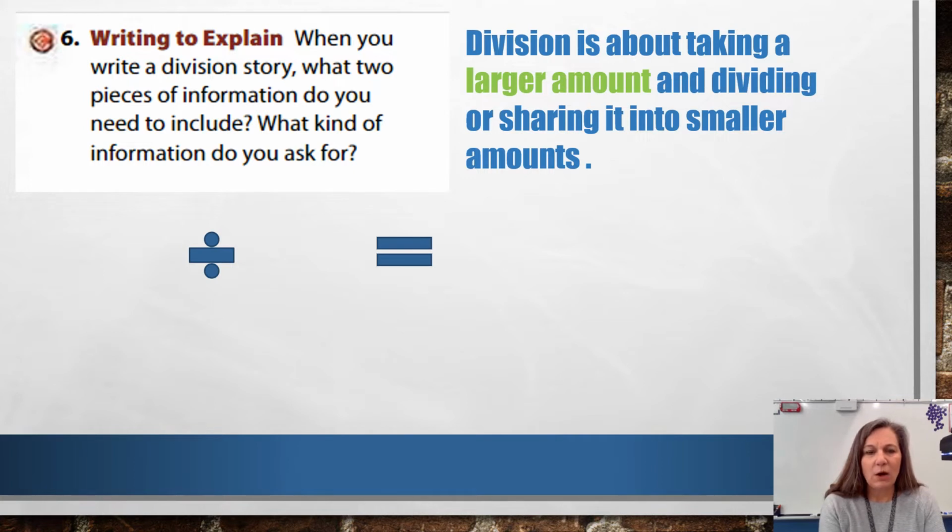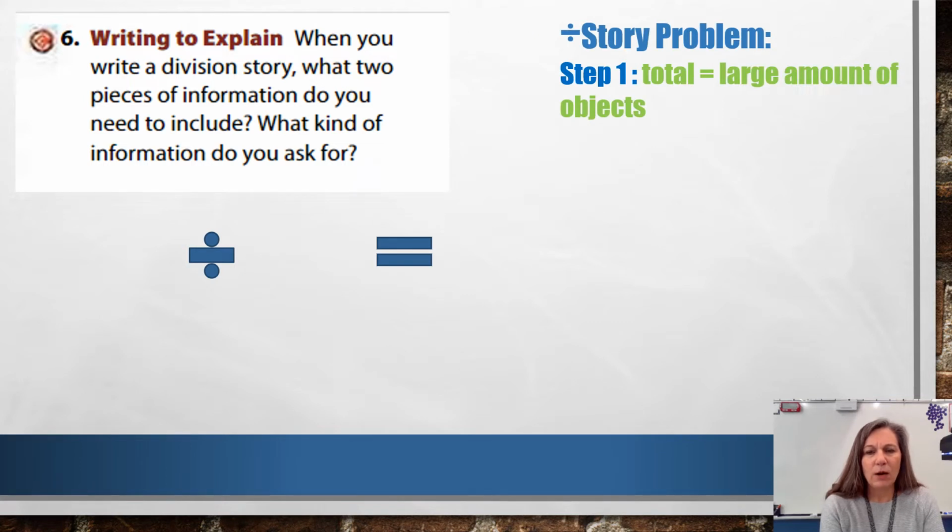So in division, we always start with our total objects. So step 1, we know the large amount of objects that we're starting with. Let's pretend that we have 15 objects. When we write a division word problem, we want to know what those objects are that we're going to break up into smaller groups. So I'm going to write a sentence for this amount. Let's just say Jamie has 15 pretzels. We're going to take those 15 pretzels and break them up into groups or into a number in each group.